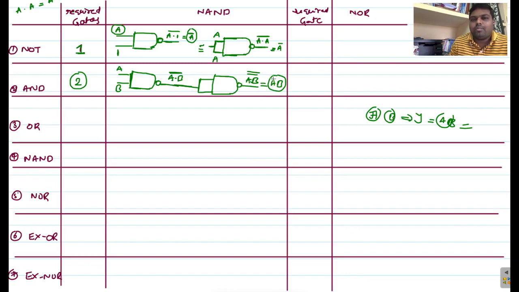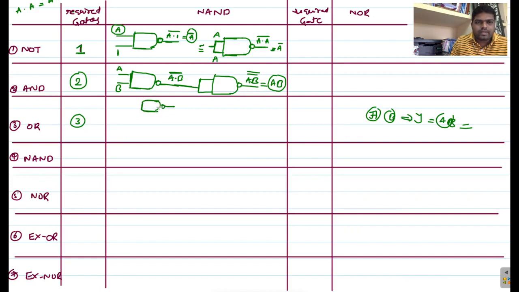So in order to implement this AND logic, how many NAND gates are used? Two NAND gates are used here, right? So this is about the realization of AND with NAND logic. Next, OR logic. Here we require three NAND gates.